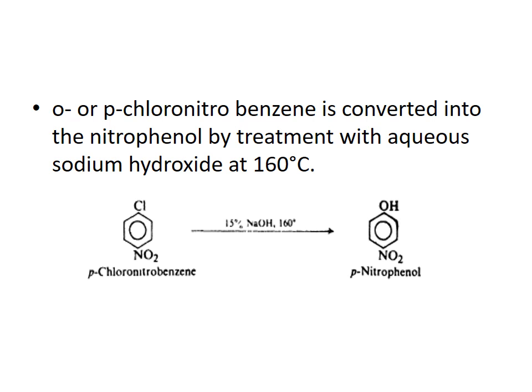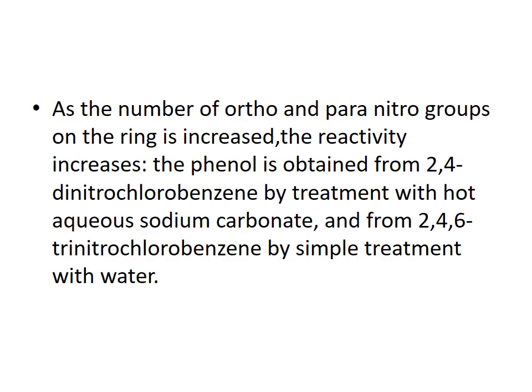Simple conversion of chlorobenzene to phenol may not be possible under this condition. Understood? As the number of ortho and para-nitro groups on the ring increases, the reactivity also increases. The phenol is obtained from 2,4-dinitrochlorobenzene by treatment with hot aqueous sodium carbonate, and from 2,4,6-trinitrochlorobenzene by simple treatment with water.